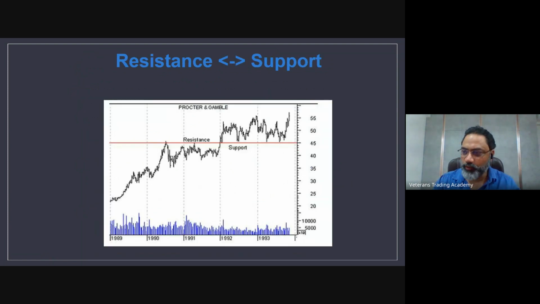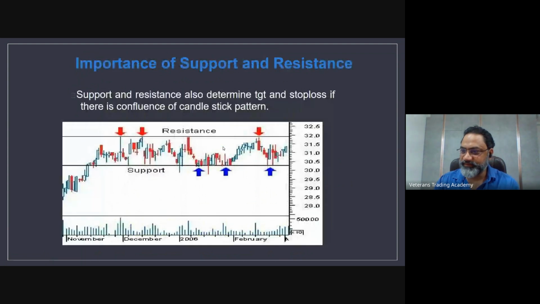Once a resistance is broken out, the same resistance becomes a support and vice versa. If support is broken down, that support becomes a resistance. As we will see with some live charts in the Indian stock market, to make it more clear.